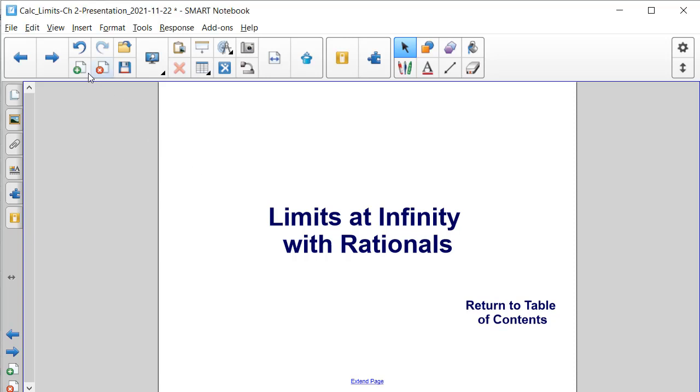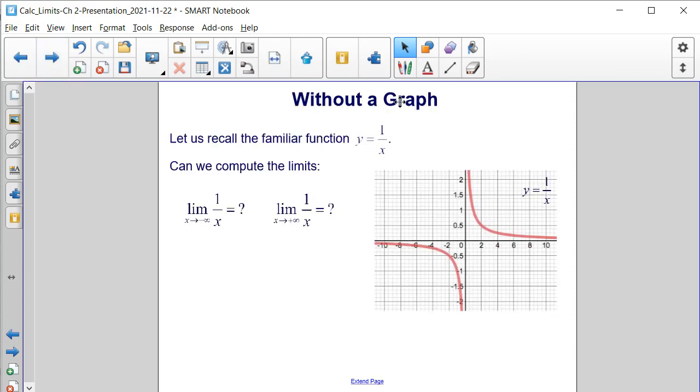Limits at infinity with rationals. Let us recall the familiar function y equals 1 over x. Here's what it looks like.